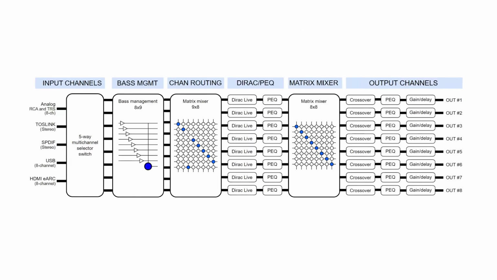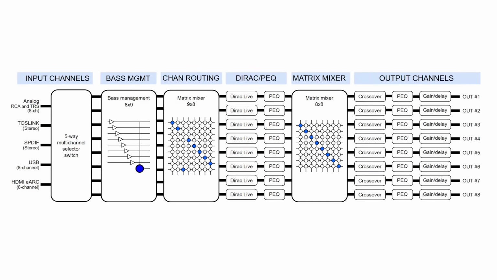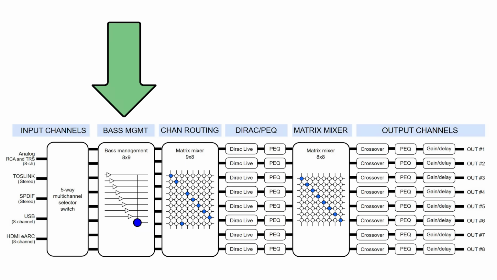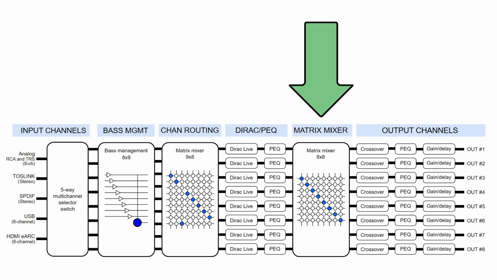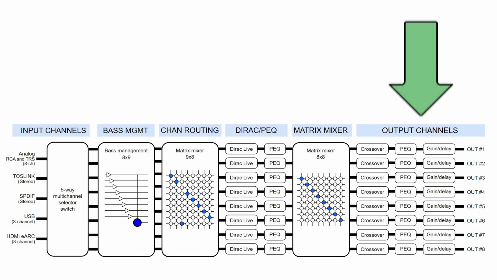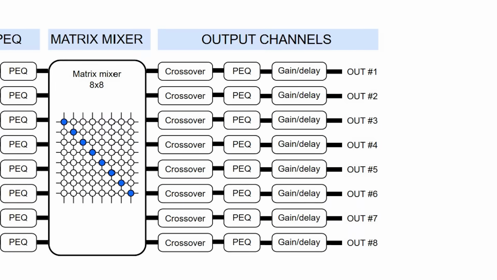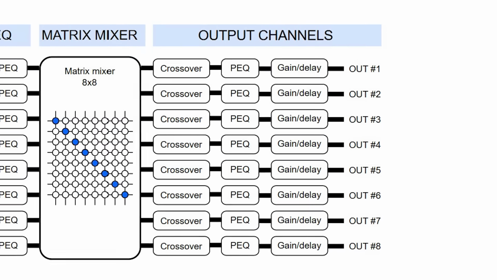The Flex HTx features a variety of controls for configuring input channels, bass management, channel routing, Dirac and PEQ, matrix mixer, and finally, the output channels, which include PEQ, crossover, delay, gain, and inversion.